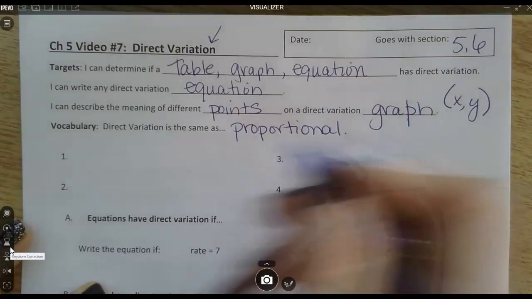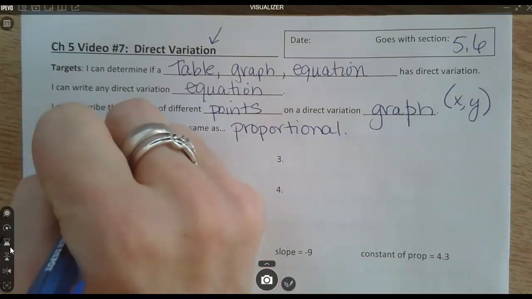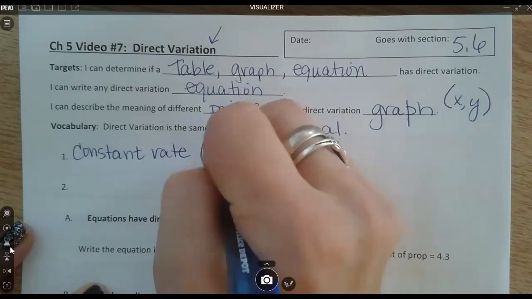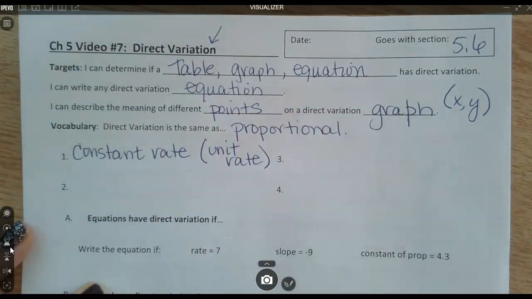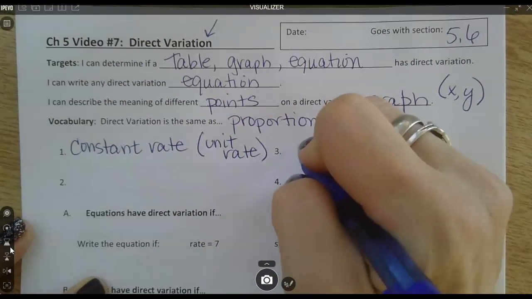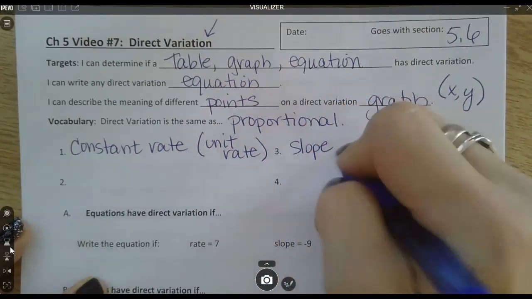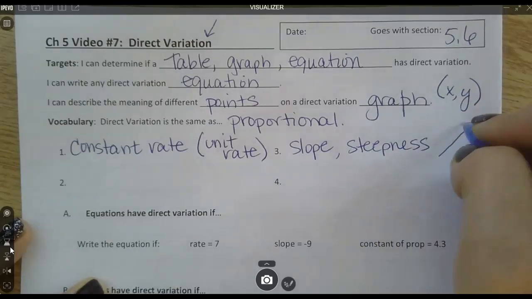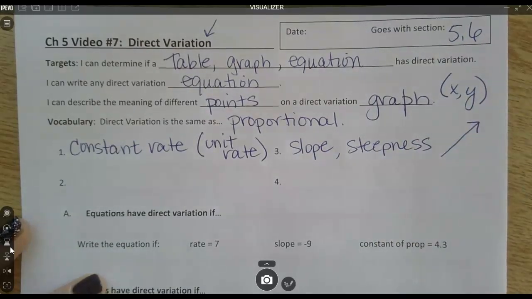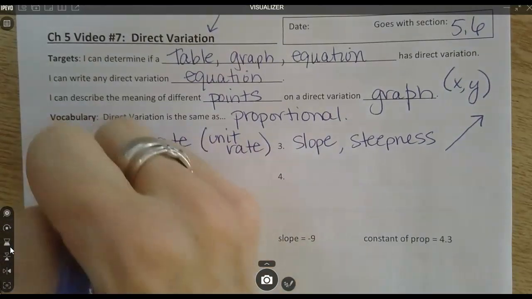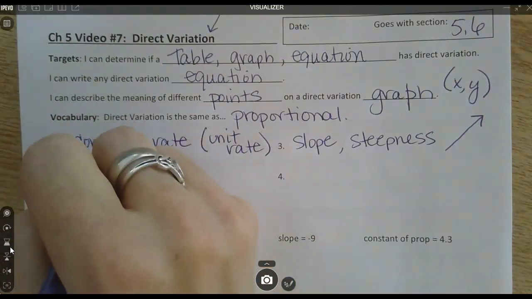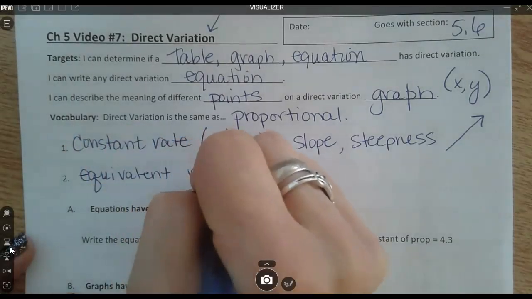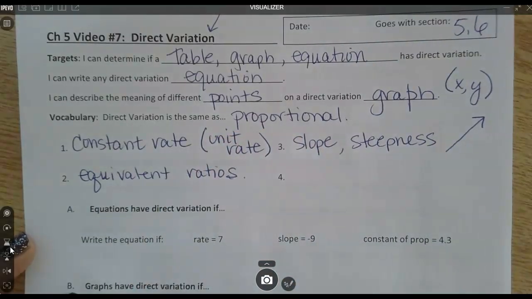So we know proportional relationships have a constant rate. We know we can find the unit rate for them. Okay. We know that they are going to have a constant slope or steepness of the graph. Right? This shows up as a straight line because that slope or the steepness doesn't change. We know that in a table we're going to see equivalent ratios. Right? These are all things we've already covered and talked about.